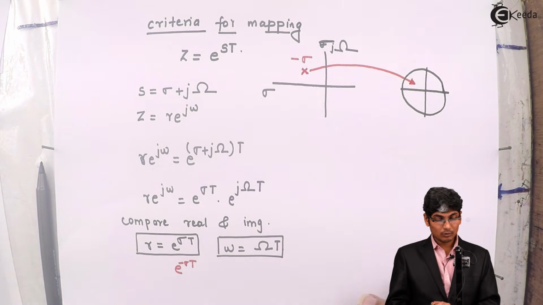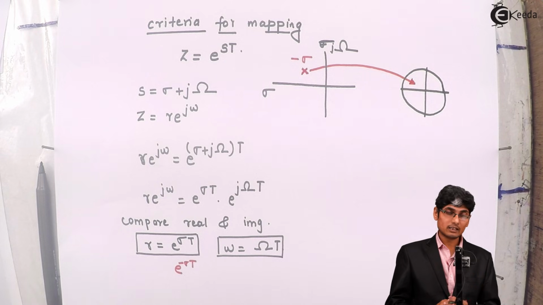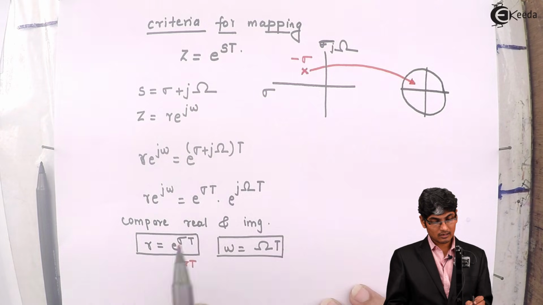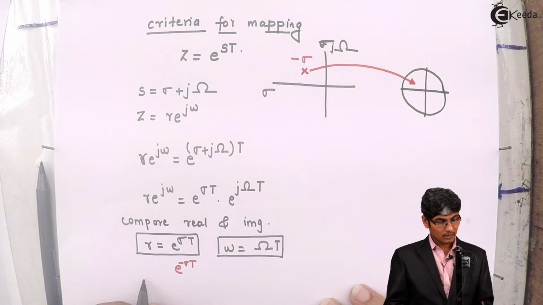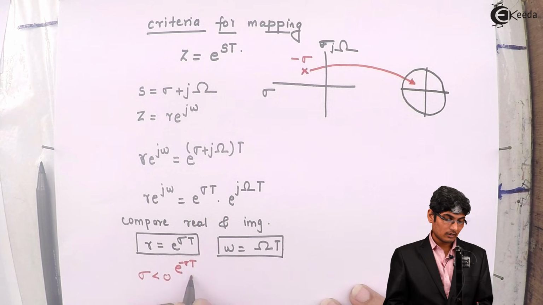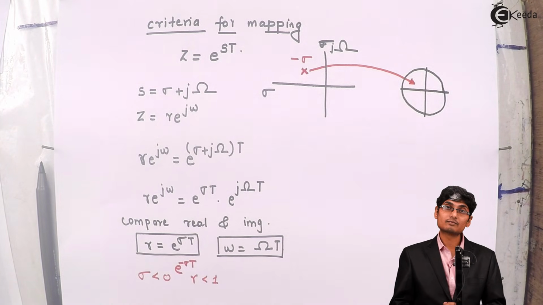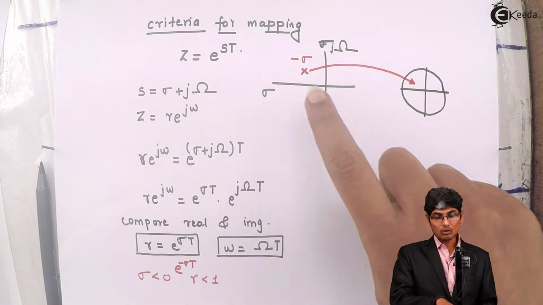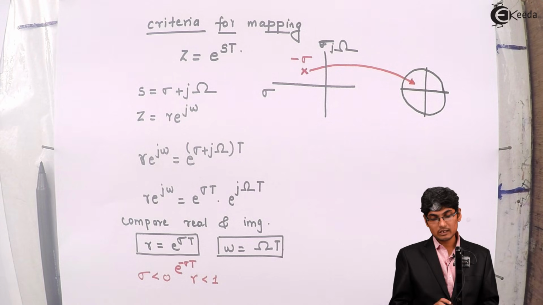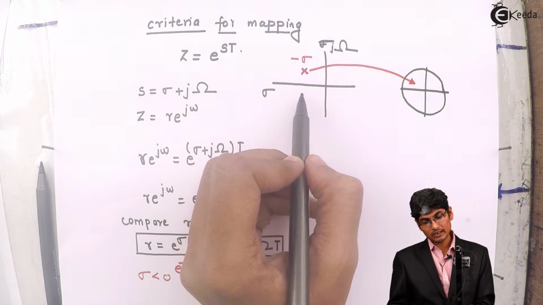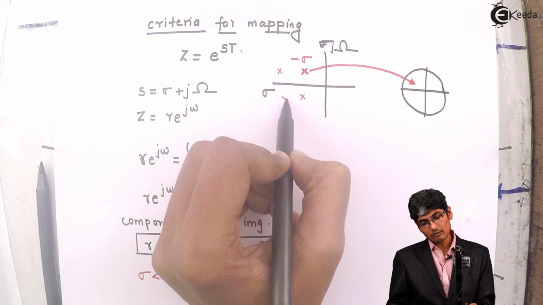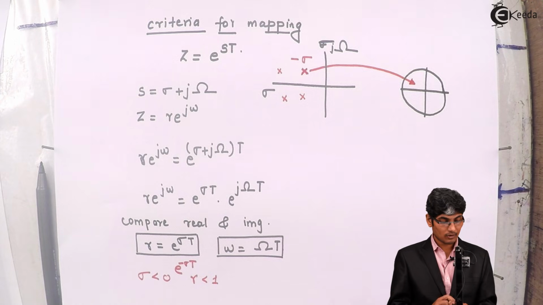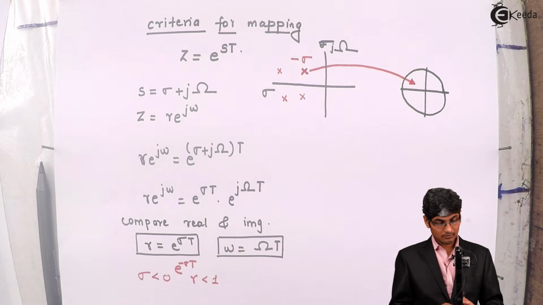So if sigma is less than 0, then r will be less than 1. Because we are going to get the values in terms of points, all such poles will get mapped inside the unit circle. So for a causal system, the poles on the left-hand side will all get mapped inside the unit circle in the z transform, so that criterion is satisfied.